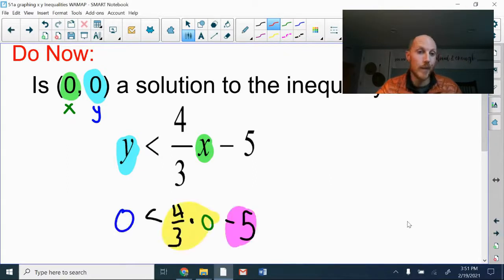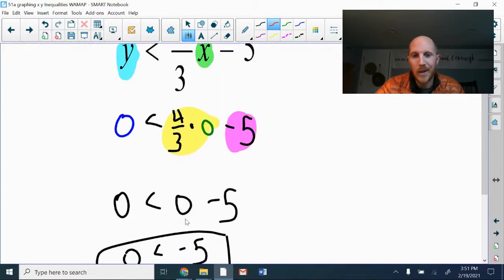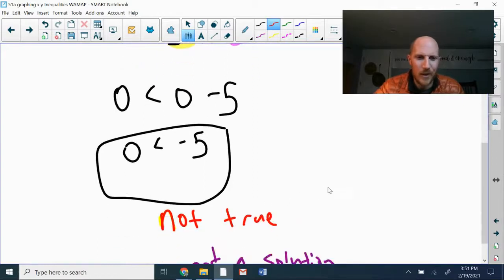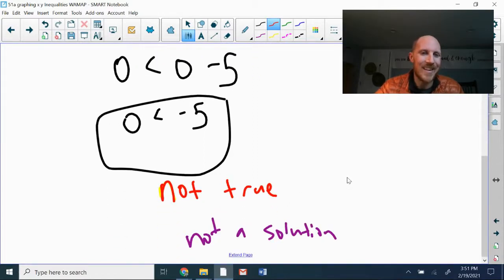Hey, welcome back. So I just took my 0 for x and my 0 for y, plugged those into the inequality, followed the order of operations, multiplied 4/3 times 0 first, and then subtracted 0 minus 5. What I got is 0 is less than -5, and I asked myself, is that true? No, that's not true. 0 is not less than -5. So that is not a solution.